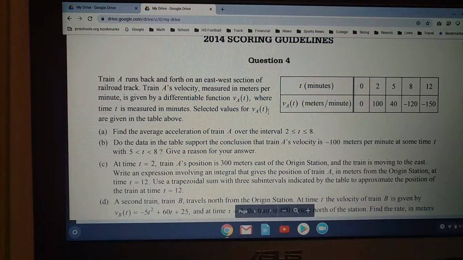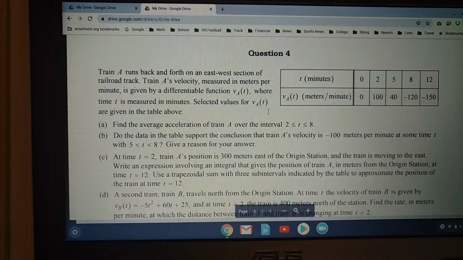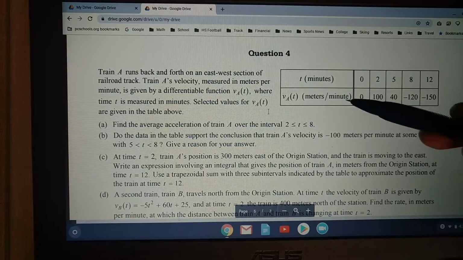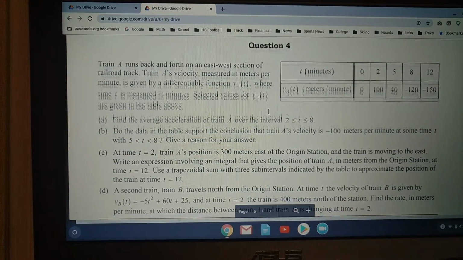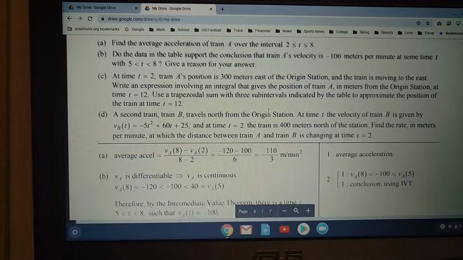We've got trains, and we've got a chart here. Notice that our table gives us velocities in terms of time. So let's see what we need to have here.